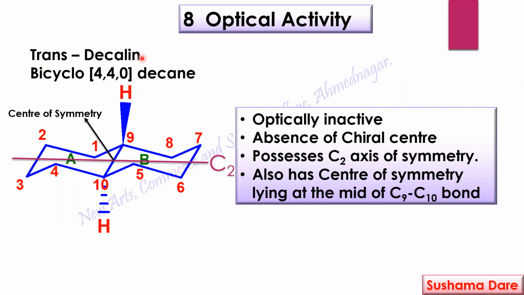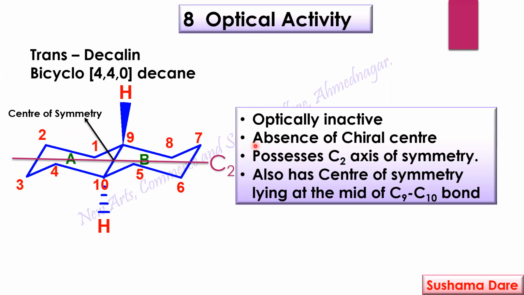Now the optical activity. The trans-decalin system, the first thing, is optically inactive. The reason behind this is there is no chiral center, chirality is not there. Again, one more thing, you can see there is a C2 axis of symmetry. Passing through this axis, you can rotate this, then 7 is here. So there is a C2, that is a two-fold axis of symmetry. At the same time, there is a center of symmetry lying at the mid of the C9-C10 bond.